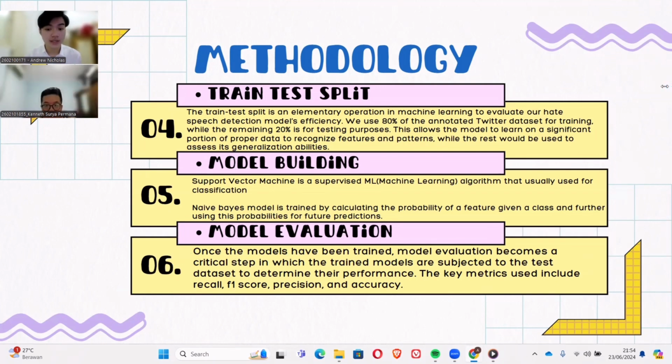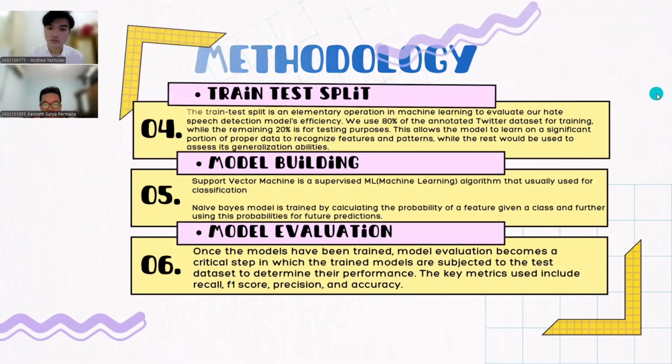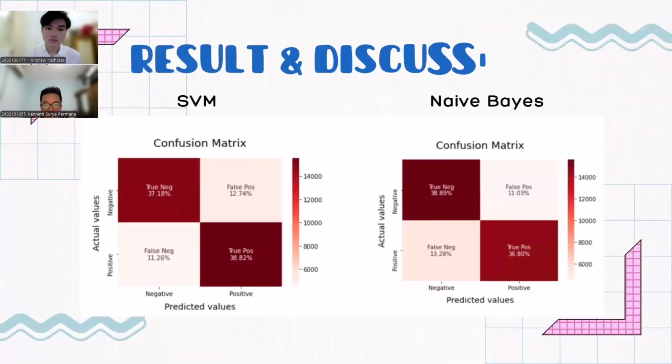Once the model has been trained, model evaluation becomes a critical step in which the trained models are subjected to the test dataset to determine their performance. The key metrics used include recall, F1 score, precision, and accuracy. Now we will discuss the result and discussion. This is the confusion matrix for SVM and also Naive Bayes.